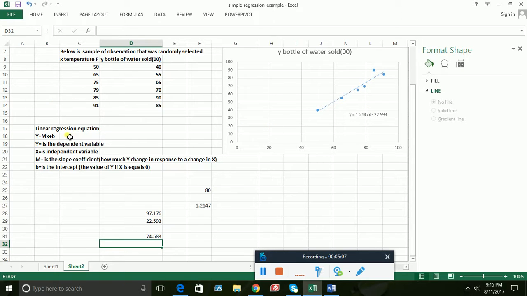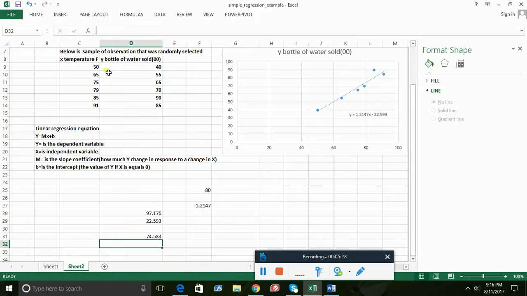You can do that within these numbers, and you see when it is 81, when it is 65, when it is 51 degrees, you can see how many bottles you are selling. That's the reason you have this equation. It gives you a forecast.